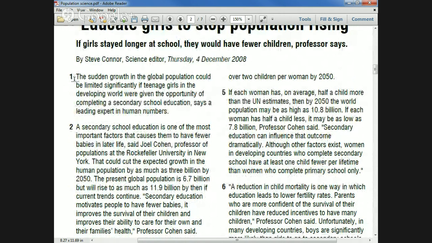Okay, the sudden growth in the global population could be limited significantly if teenage girls in the developing world were given the opportunity of completing a secondary school education, says leading expert in human numbers.